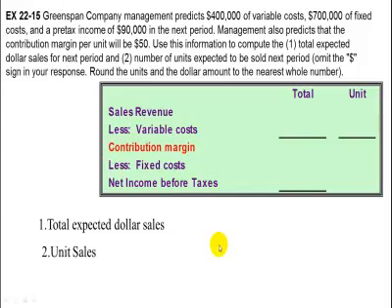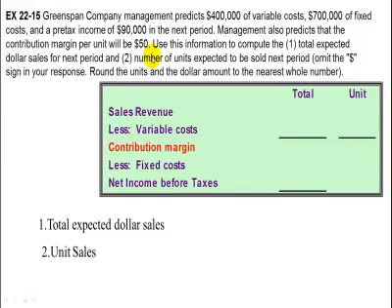Greenspan Company predicts $400,000 of variable costs, $700,000 of fixed cost, and a pre-tax income of $90,000 in the next period. Management also predicts that the contribution margin per unit will be $50.